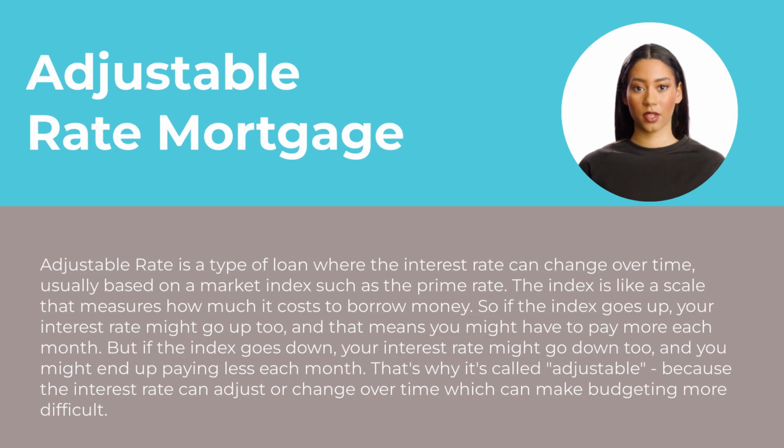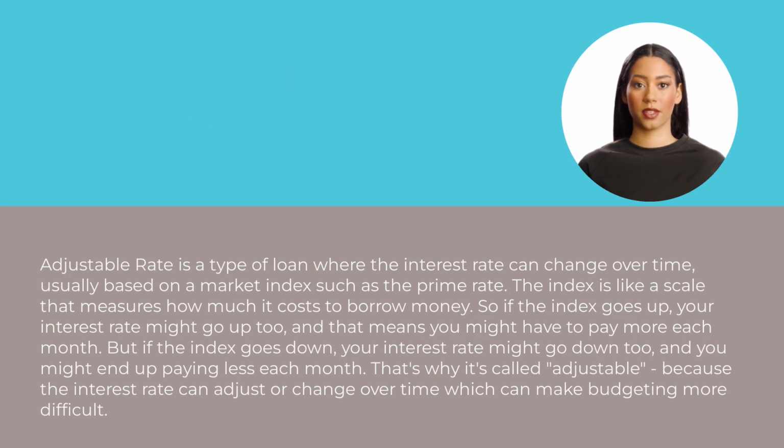Adjustable rate is a type of loan where the interest rate can change over time, usually based on a market index such as the prime rate. The index is like a scale that measures how much it costs to borrow money. So if the index goes up, your interest rate might go up too, and that means you might have to pay more each month. But if the index goes down, your interest rate might go down too, and you might end up paying less each month. That's why it's called adjustable, because the interest rate can adjust or change over time, which can make budgeting more difficult.